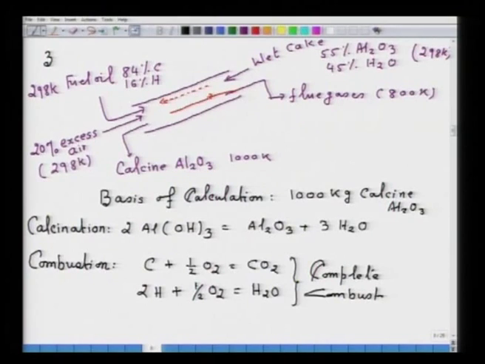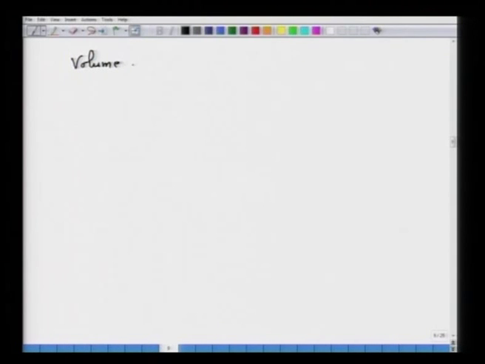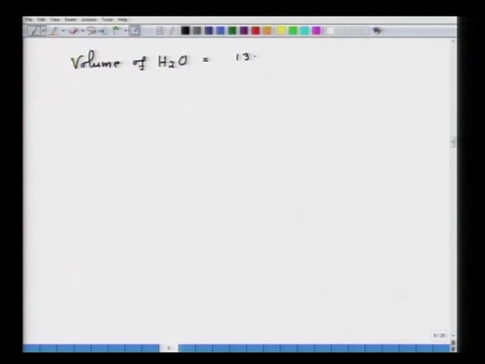It is the complete combustion. So, let us now calculate. Volume of H2O in flue gas will comprise the volume of hydrogen that is combustible to H2O, plus the water which is removed from the cake. So, that will be equal to 1376.4 meter cube.